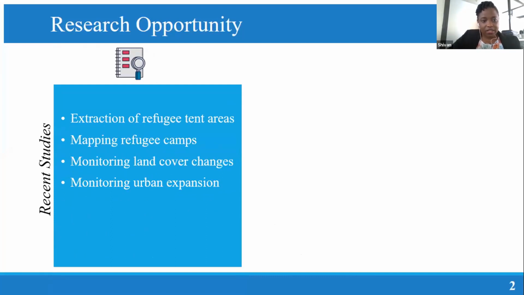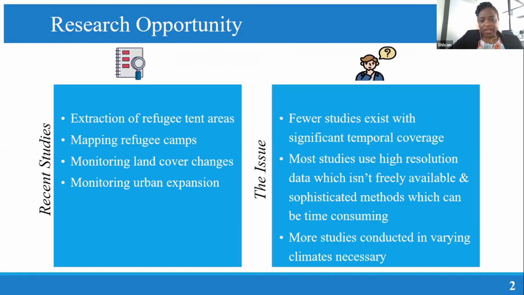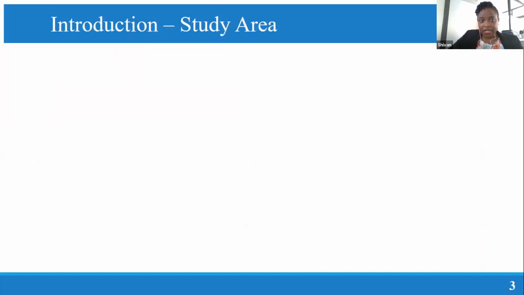From recent studies, the areas that have been tackled include extraction of refugee tent areas using remote sensing, mapping refugee camps, monitoring land cover changes, and monitoring urban expansion. And the areas that we thought the research could tackle are based on these issues. One is that fewer studies exist with significant temporal coverage. And most studies use high resolution data that isn't freely available and also has a low temporal coverage. Most studies also use sophisticated methods which can be time consuming. And then more studies conducted in varying climates are recommended from a number of these studies.